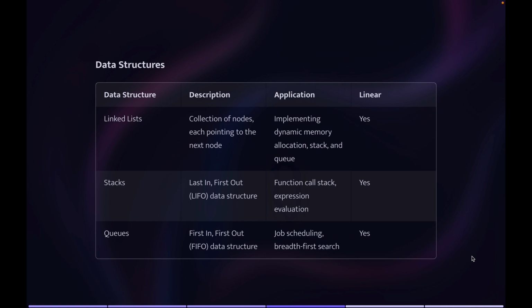Linked list. Linked lists are dynamic data structures consisting of nodes where each node contains a data element and a reference or a pointer to the next node in the sequence. They are flexible and efficient for inserting and deleting elements but may require more memory overhead than arrays.